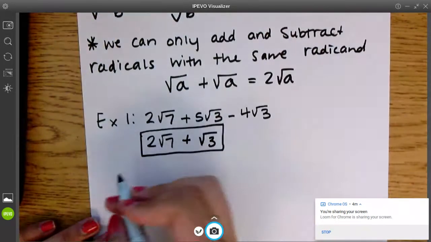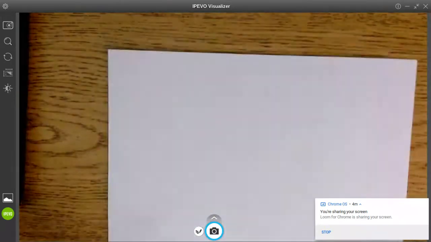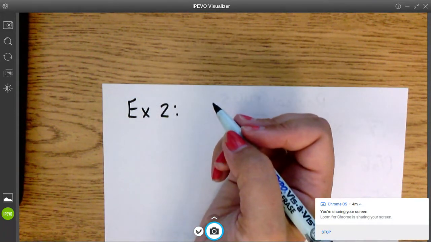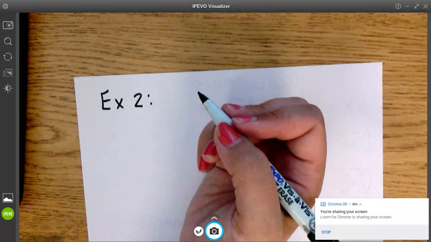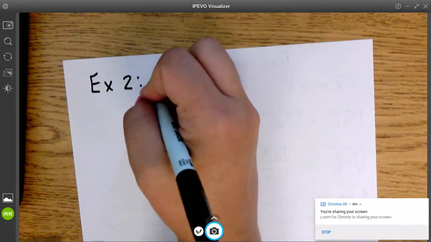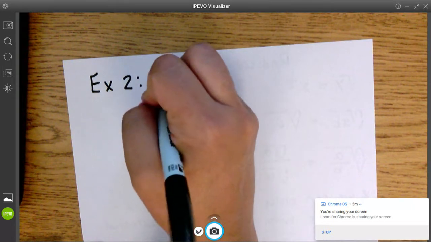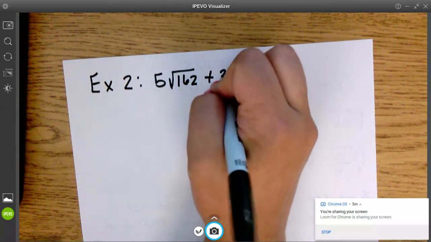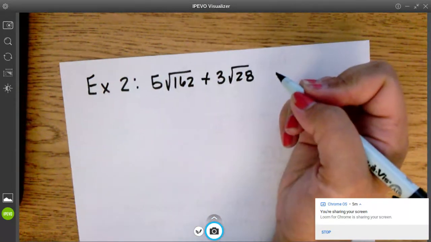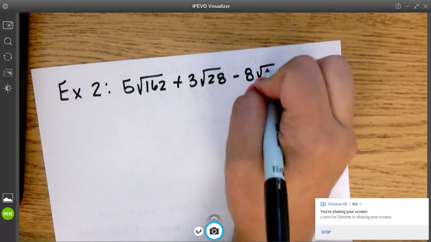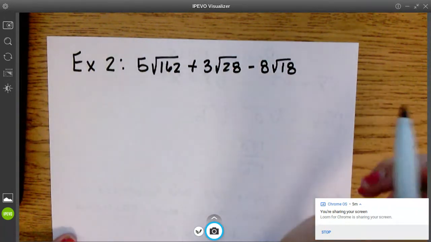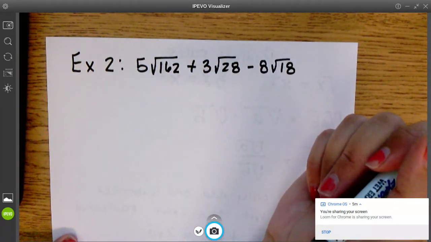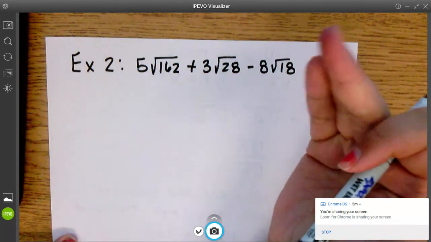Okay, so let's try one that looks like this. Let me flip. So we'll get down into the crazies. I'm going to put the problem up here: 5 radical 162 plus 3 times radical 28 minus 8 radical 18. Okay, so we have this. None of these are the same, so I have to figure out if I can get them to be the same.